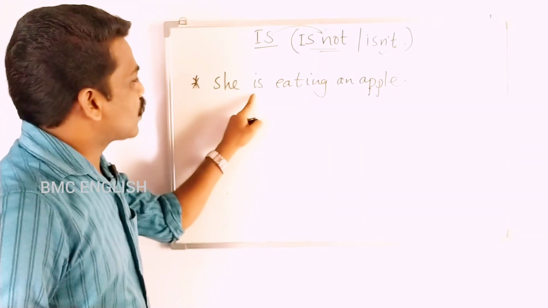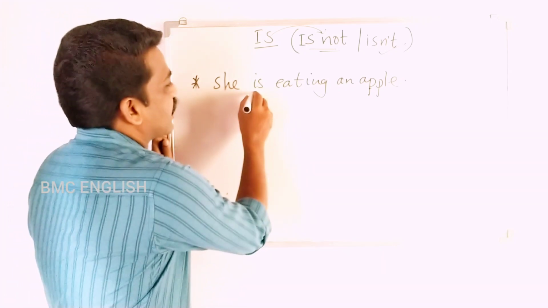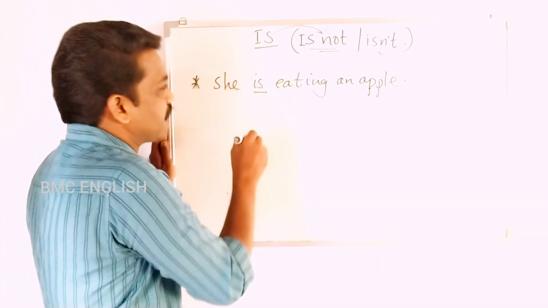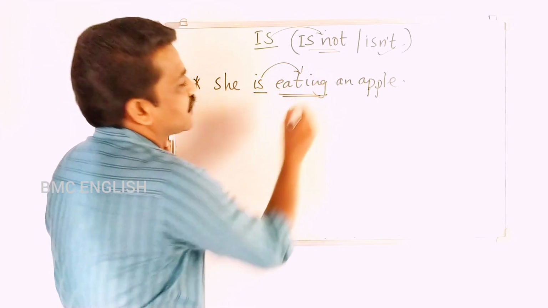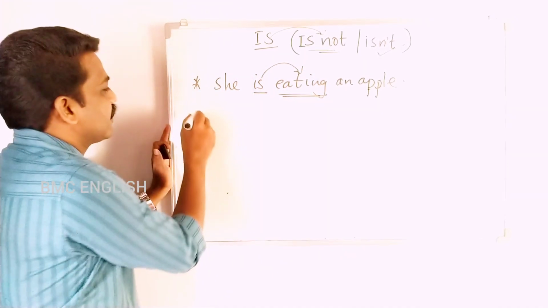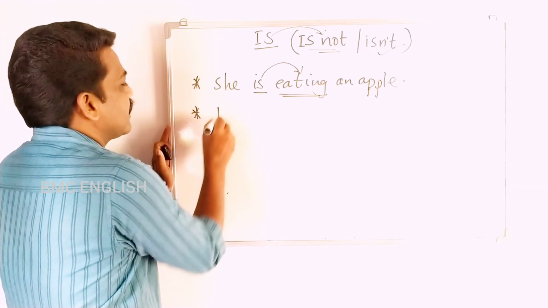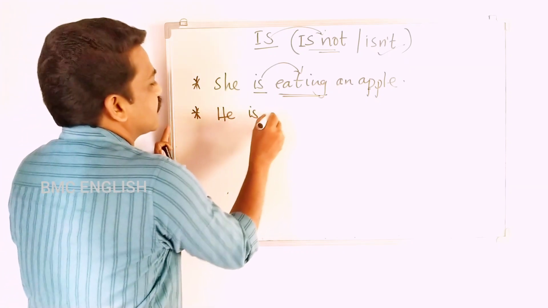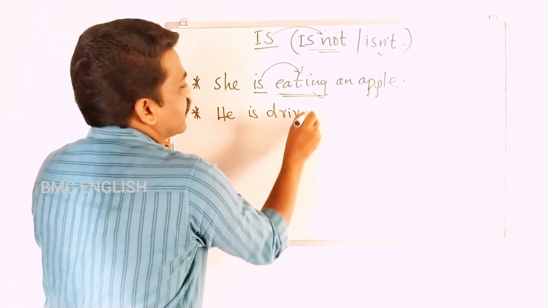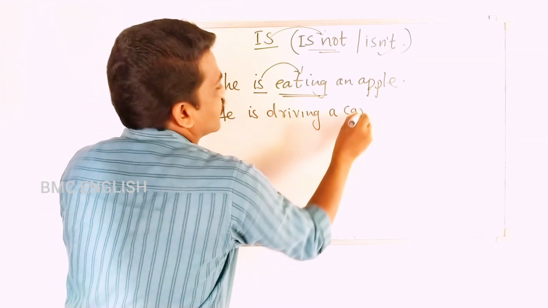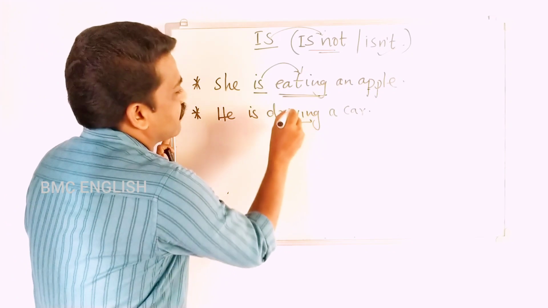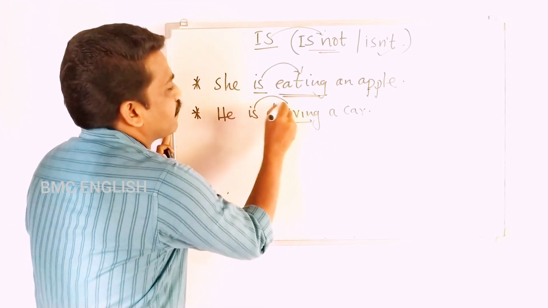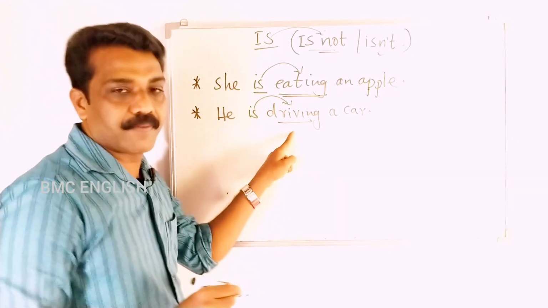Here "is" is not the main verb. "Is" is an auxiliary verb or a helping verb. It helps the main verb. What is the main verb here? Eating. Okay, let me give you the next example. He is driving a car. Here driving is the main verb and "is" is the helping verb. It helps the main verb.